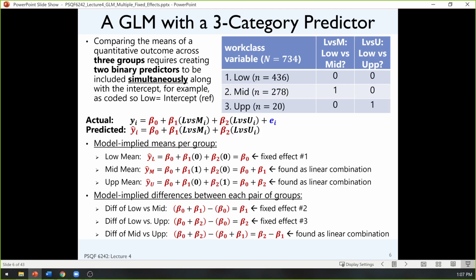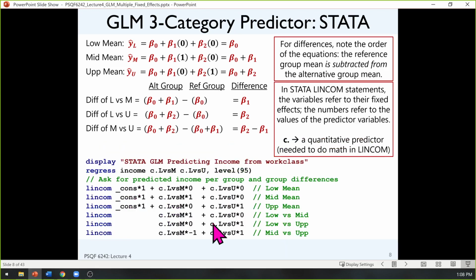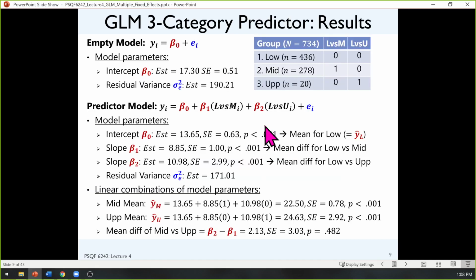That's ESTIMATE statements in SAS, so things that look like this, and lincom statements in Stata. So we'll go over the code to do this as part of example 4, but that's in here also for your reference. And then these were the results. I will show you how to make the software give you all of these numbers, but it works out that the intercept was estimated at 13.65.